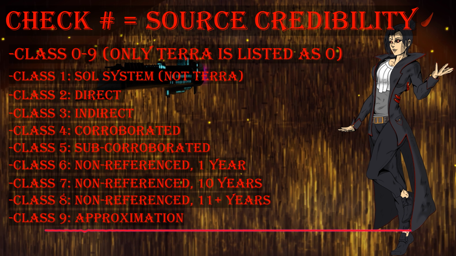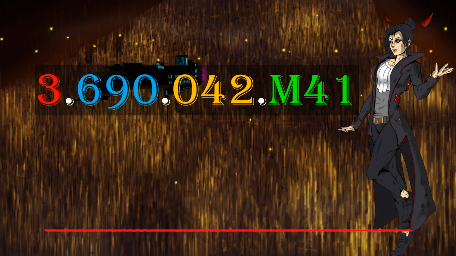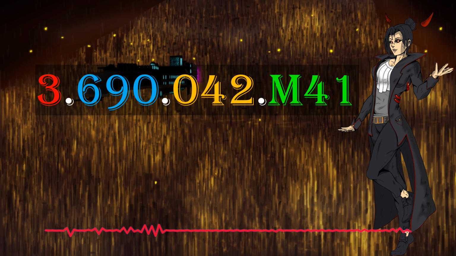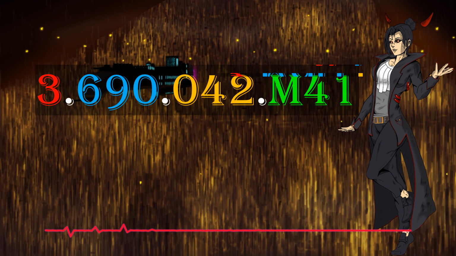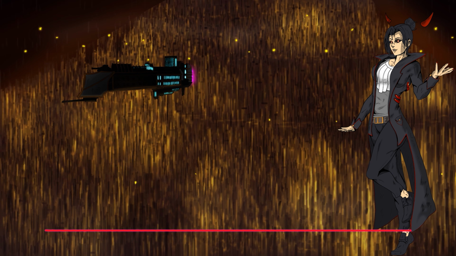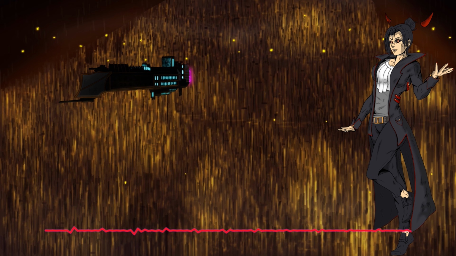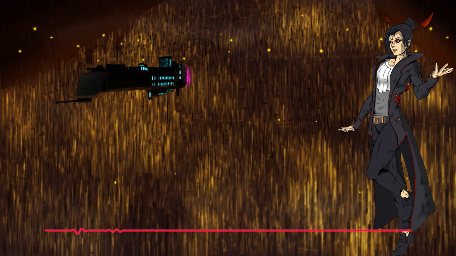So, going back to the original number that I gave you all, check 3, fraction 690, year 42, millennium 41. The event was recorded and reported by an indirect source that could be verified by a direct source, and the estimated date is fraction 690 of year 42 of millennium 41. So, if your brain is melted, guess what? We're not done, because the Imperium not only has an entirely separate and new system, it no longer even knows what the damn year is.